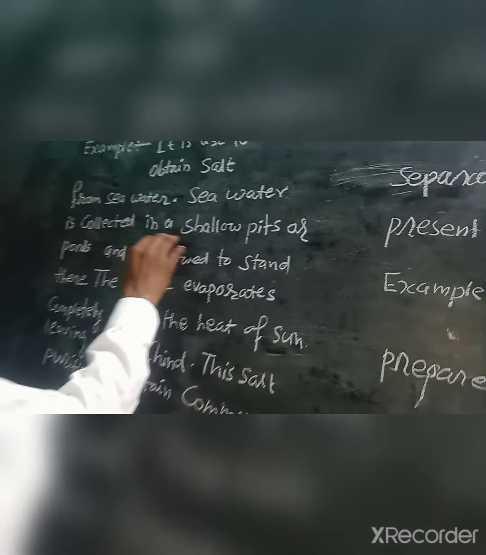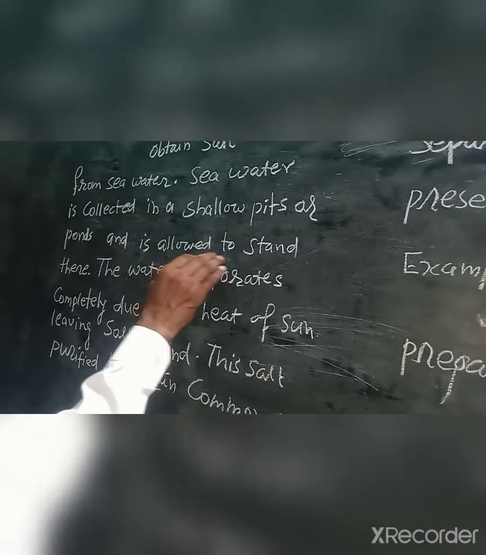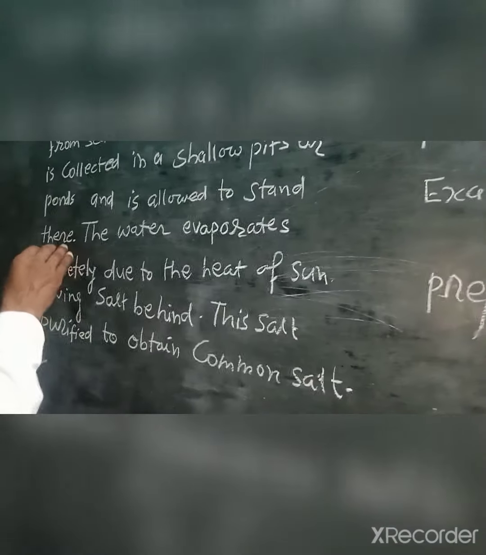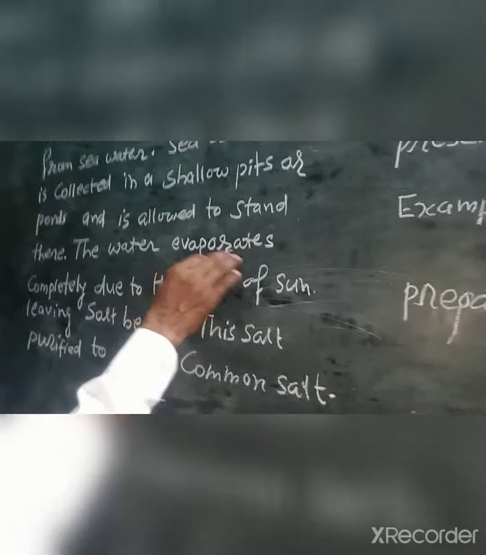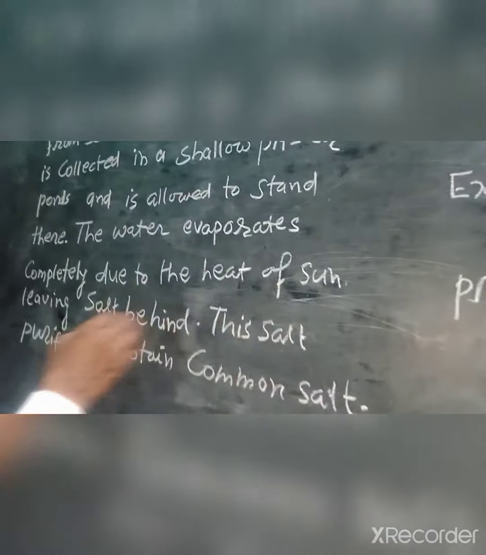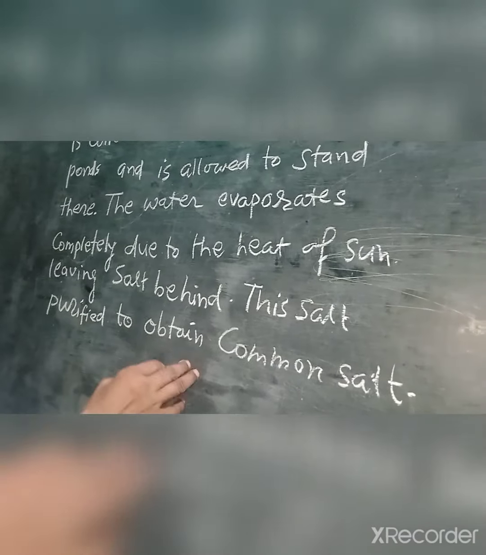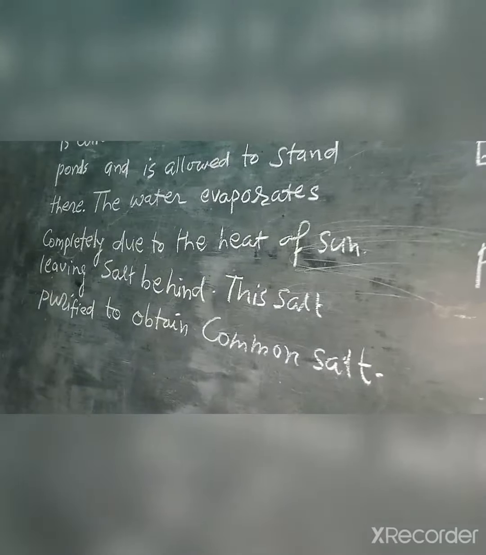Seawater is collected in small shallow pits or ponds and allowed to stand there, and the water evaporates completely due to the heat of the sun, leaving the salt behind. This salt is purified to obtain common salt. This process is known as evaporation.